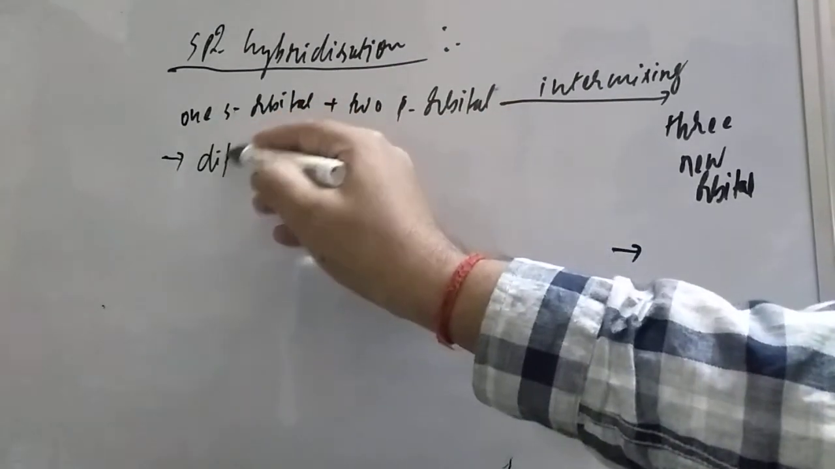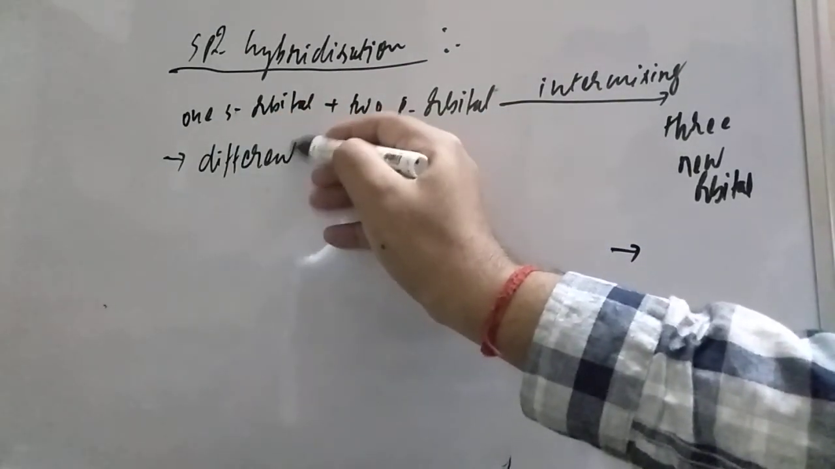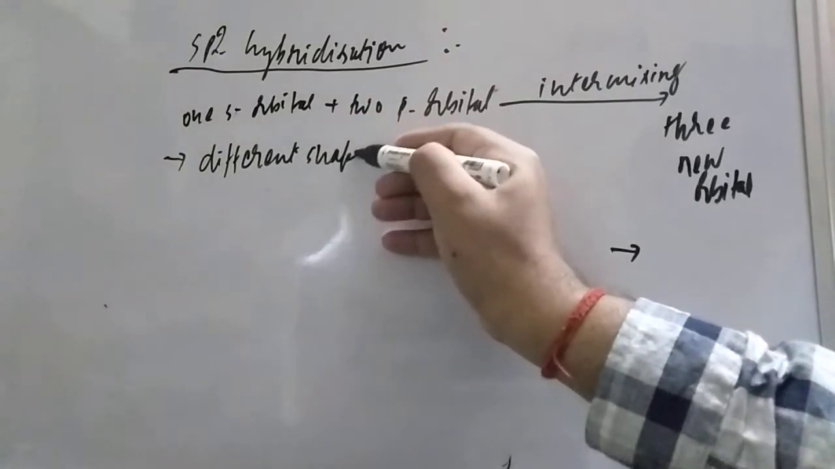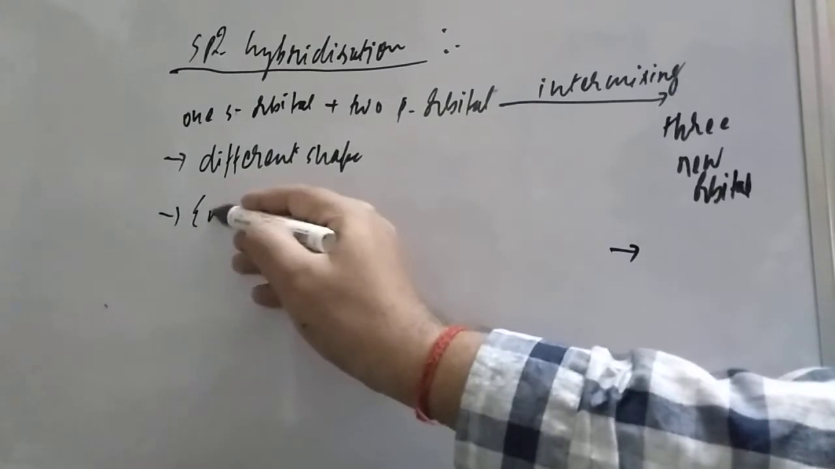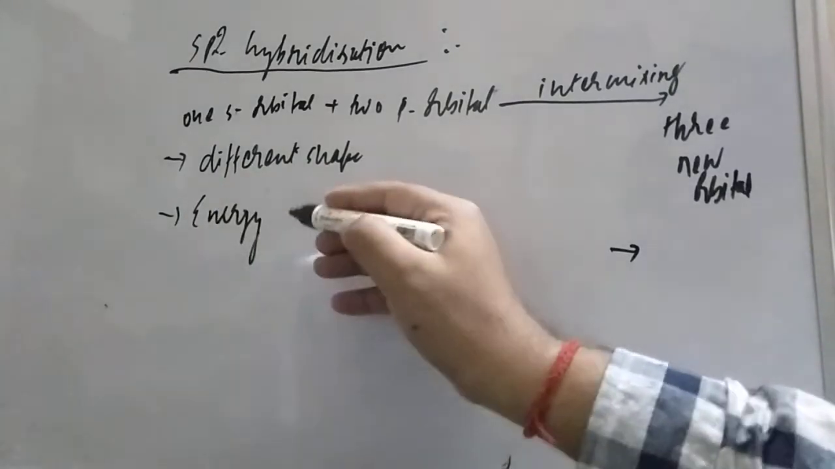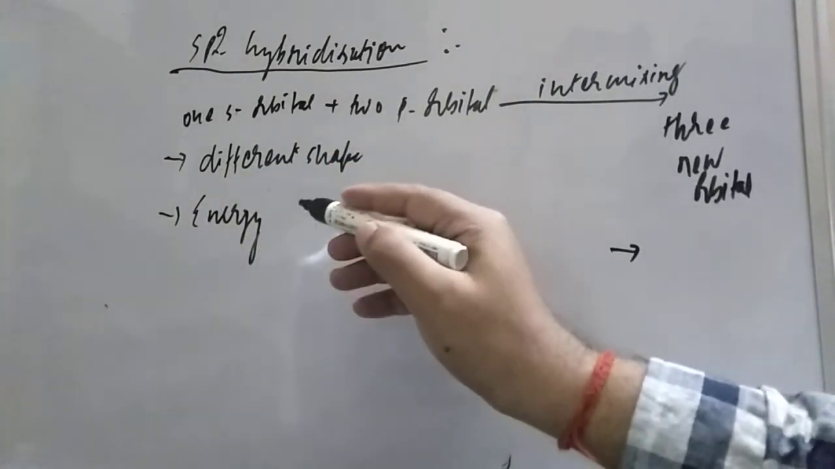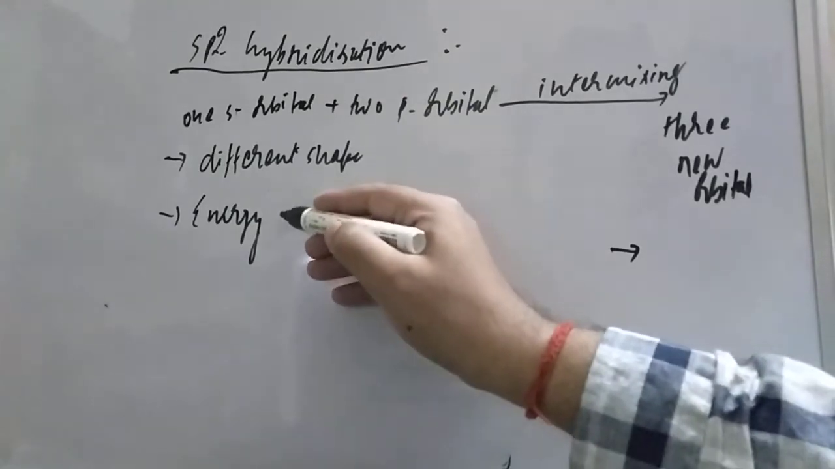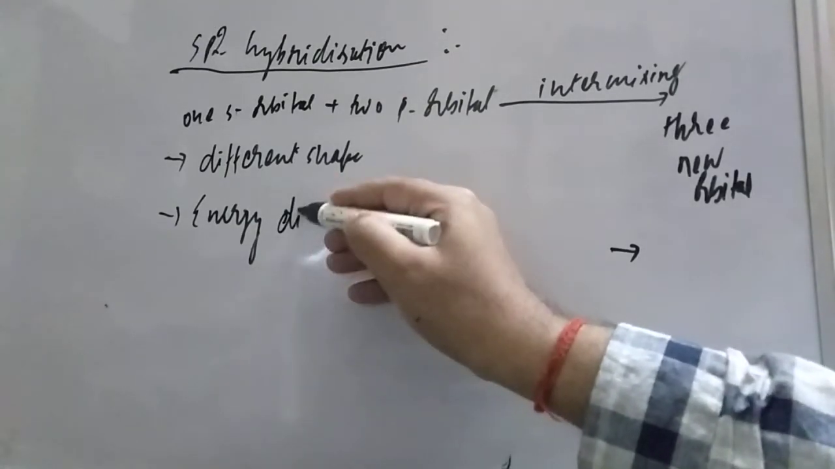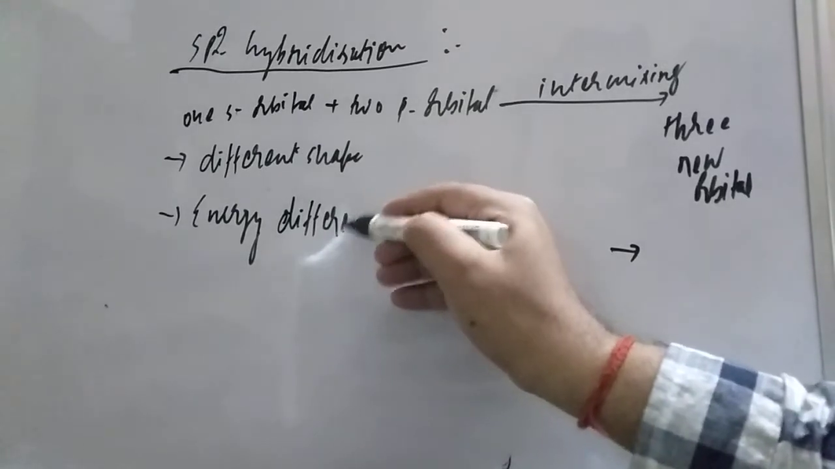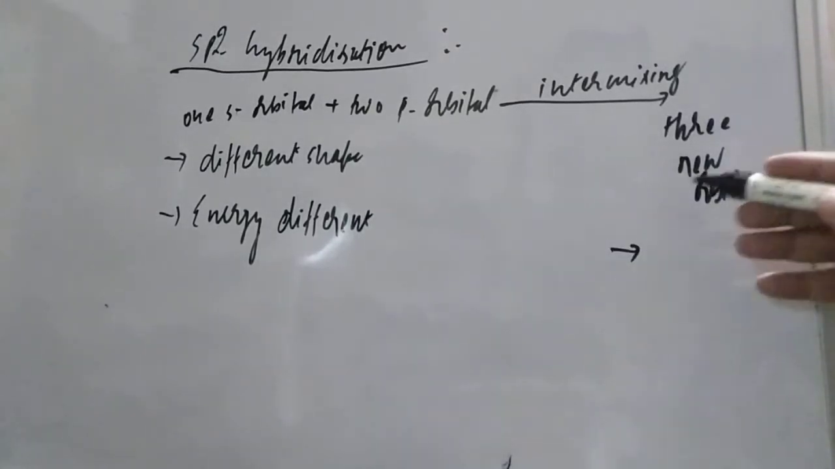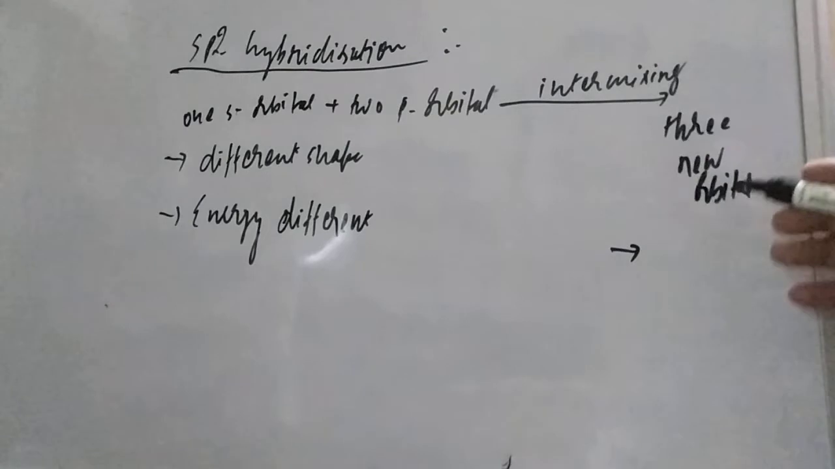The unhybridized orbitals have different shapes. The s orbital shape is different, the p orbital shape is different, and the energy is also different, though not much different. So the energy is different. After intermixing, there are new hybrid orbitals.